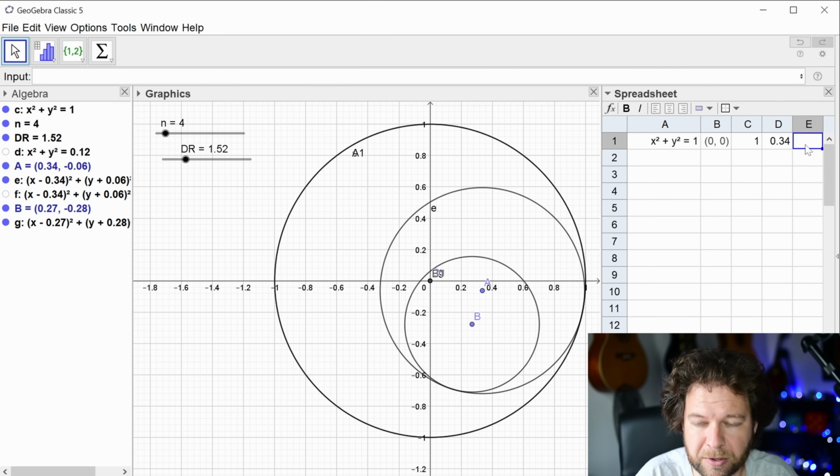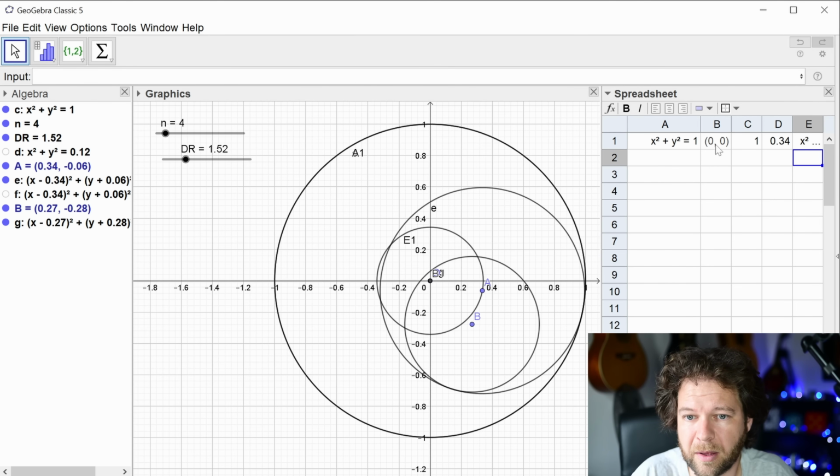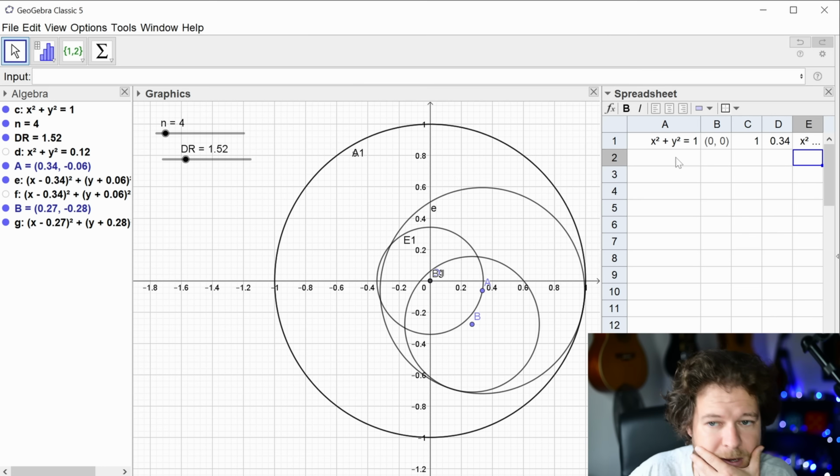And so I'll make a new circle at that radius. Circle center B1 with a radius of D1. I think that was right. So then I think I can get the next line.